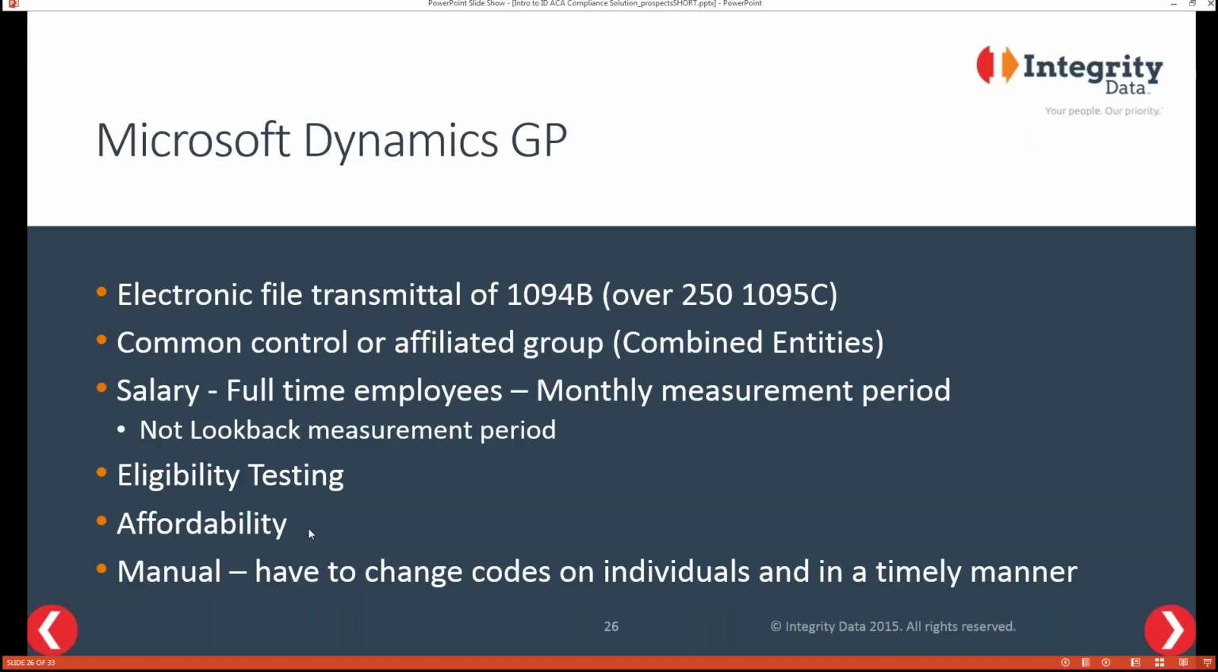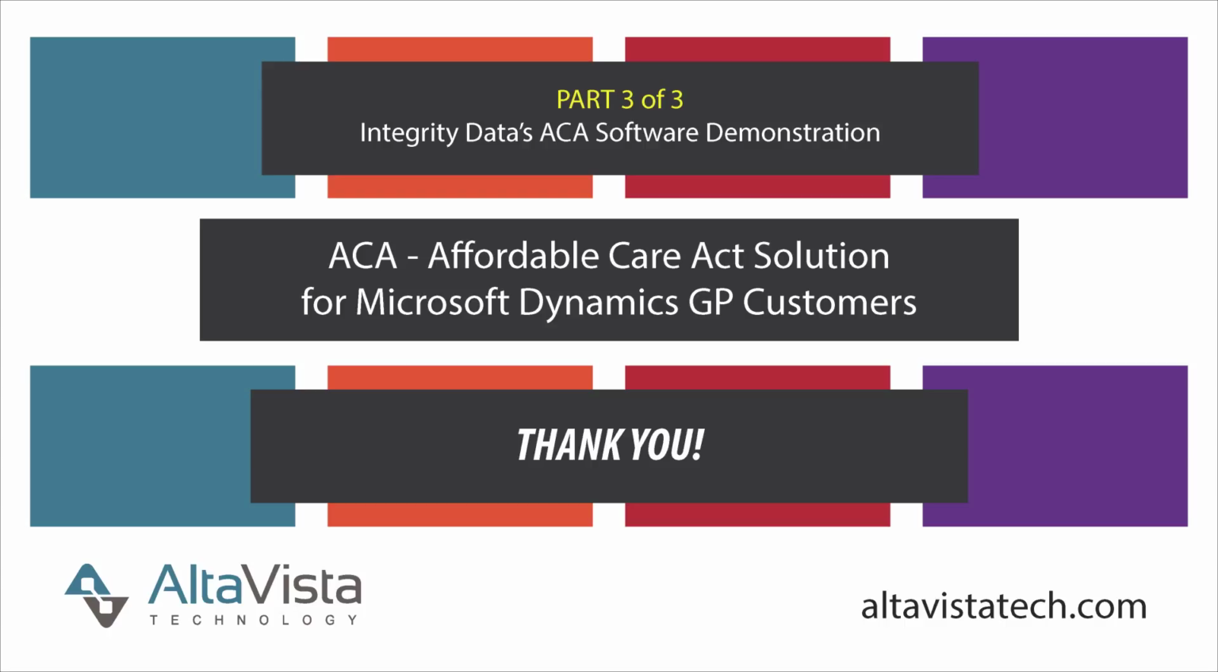And then to get your monthly information, you have to make sure that you change those codes on individuals on the HR window, and do that in a timely manner so it all gets documented per month. Or you have to go back at the end of the year and edit those on a per month basis per employee.